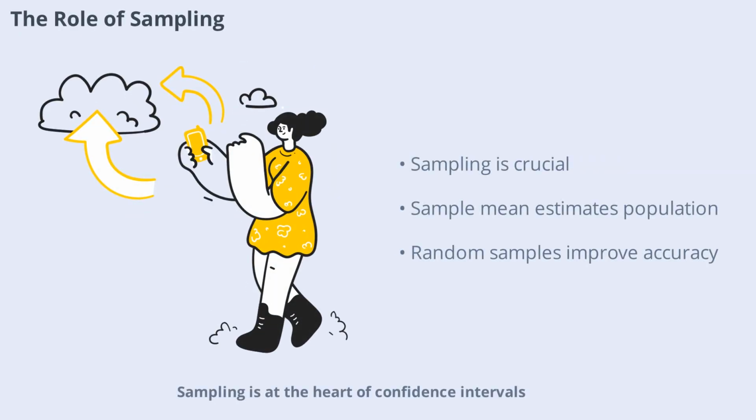Sampling is at the heart of confidence intervals. Since it's often impossible to measure an entire population, we take a sample and use it to make inferences. The sample mean is our best guess, but it's just one of many possible outcomes. Confidence intervals help us understand how much our sample mean might differ from the true population mean. The better our sampling method, the more reliable our confidence interval will be. This is why random and representative samples are so important in statistics.